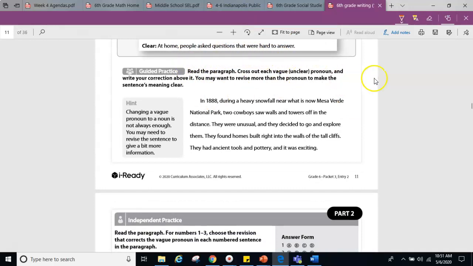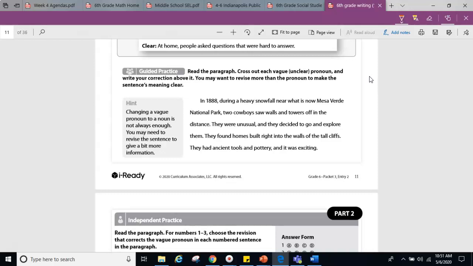Alright, we're going to practice. Read the paragraph, cross out each vague, unclear pronoun, and write your correction above it. You may want to revise more than the pronoun to make the sentence's meaning clear. In 1888, during a heavy snowfall near what is now Mesa Verde National Park, 2 cowboys saw walls and towers off in the distance.